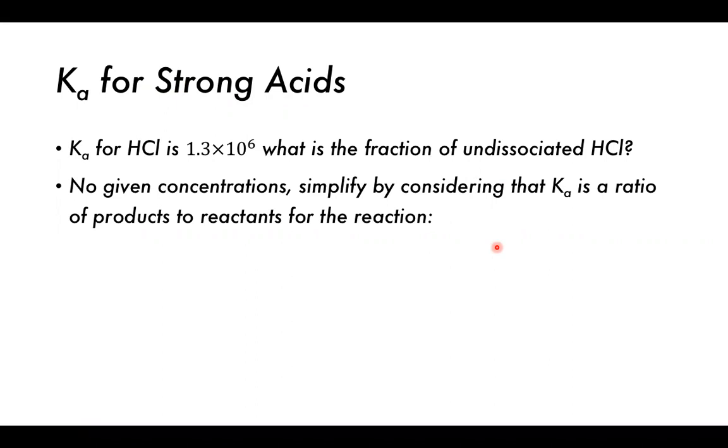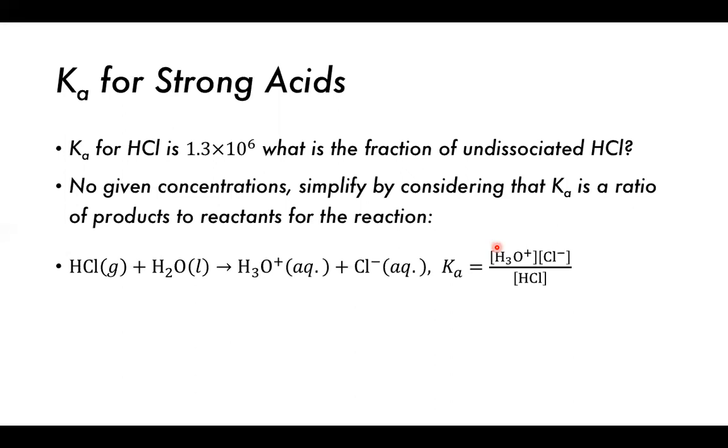Usually we're given the concentrations, but not always necessary. So what we do is we simplify this by considering what Ka is, and it is a ratio of products to reactants for the reaction. That means Ka is equal to 1.3 times 10 to the 6 over 1. So HCl plus H2O gives us H3O plus Cl minus. This is the dissociation of HCl in water.